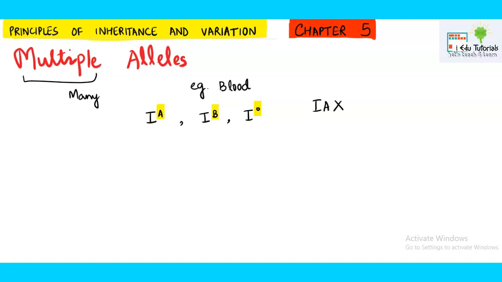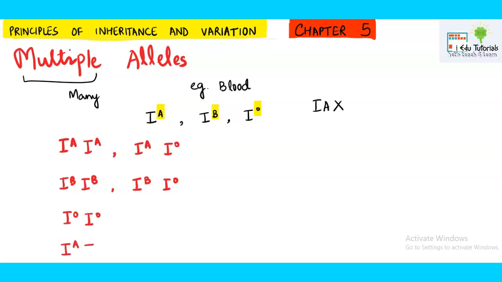Now the combinations could be: IA can combine with IA also. IA can combine with IO also. Similarly, IB can combine with IB. IB can also combine with IO. IO can also combine with IO, and IA can combine with IB. With these alleles, these are the possible combinations which I have written. So 1, 2, 3, 4, 5 and 6 combinations I have written.